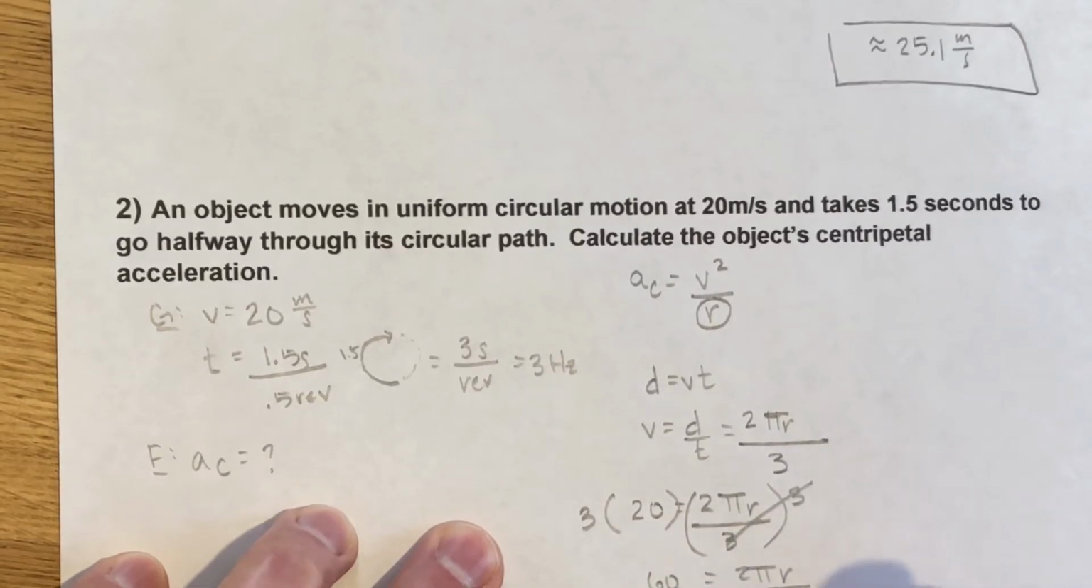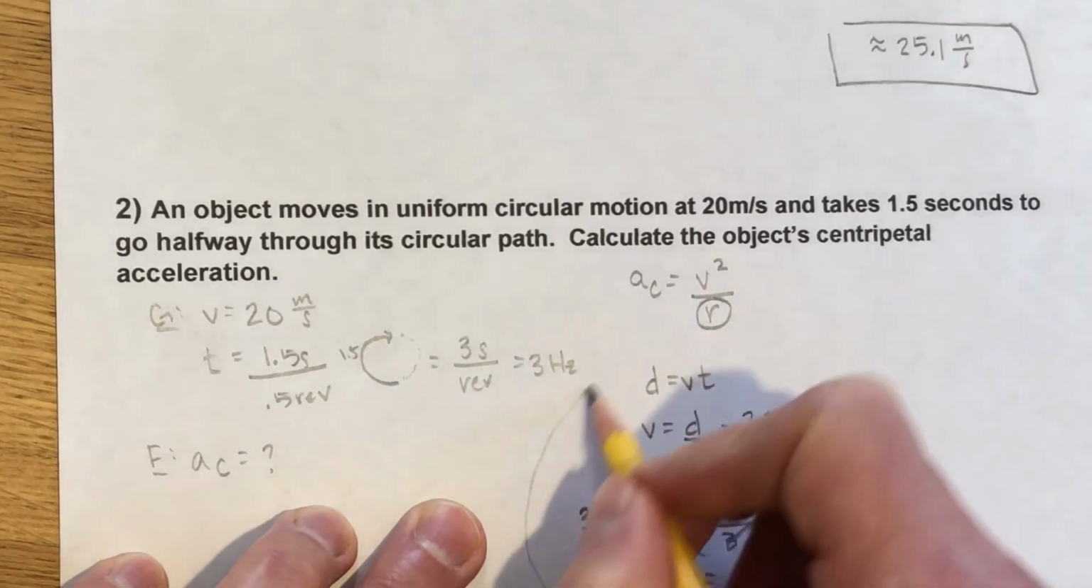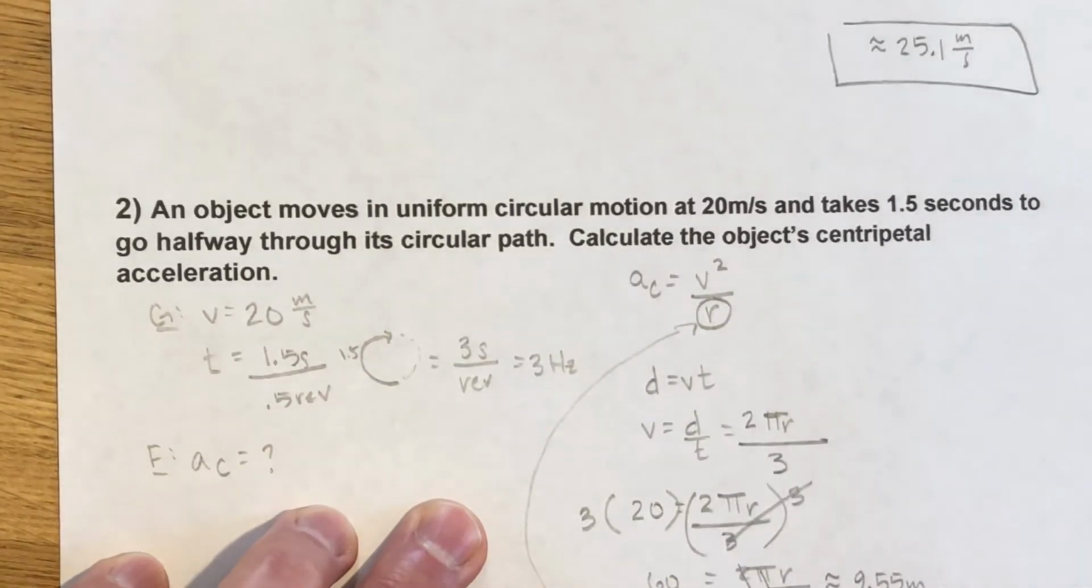Divide both sides by the quantity of 2 pi. And on your calculator, make sure you do 60 divided by the quantity of 2 pi here. So what you'll end up with is that the radius of this circular path is about 9.55 meters. And again, that's not actually what we're looking for. That was just our missing puzzle piece to calculate centripetal acceleration.